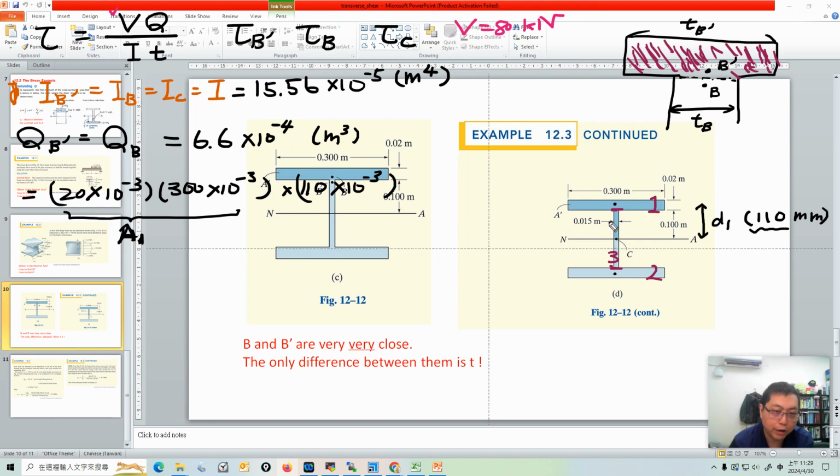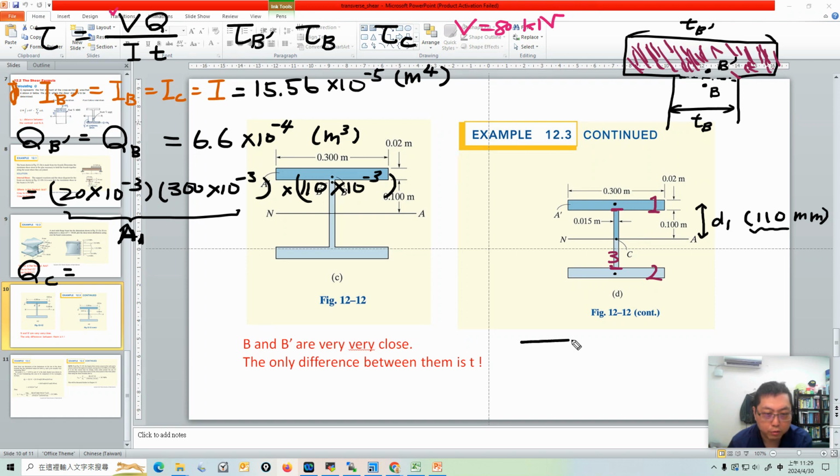But don't forget we still have to compute the shear stress at C. So we have to calculate QC. I can leave this here. So QC, what is QC? Right now we can say QC is very close to the neutral axis. For QC, we just calculate everything above C. So we have two areas.